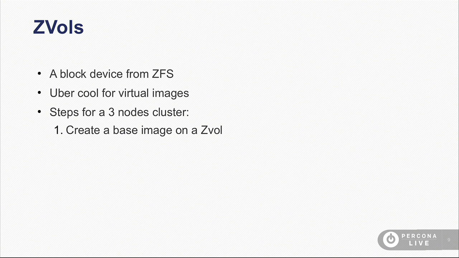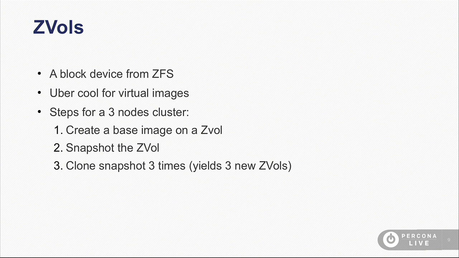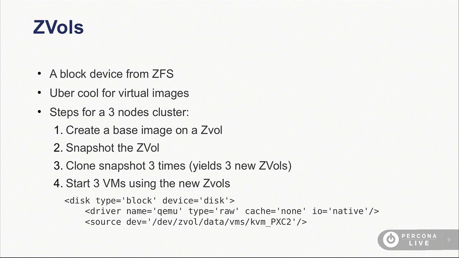Let's, for example, look at the steps required to create a three-node cluster. So first, you create your first ZVol, you start KVM on it, and you manage to have a decent configuration with the basic stuff, basic packages loaded. Then you snapshot that ZVol, you clone the snapshot you created 3 times, and you start 3 VMs using the clones. So what's important here is, you see you have the device here that's basically out of ZFS.